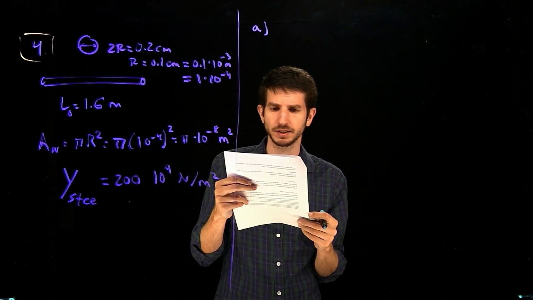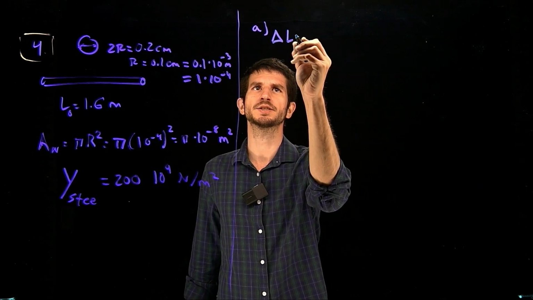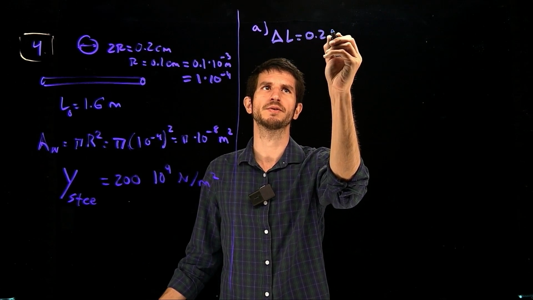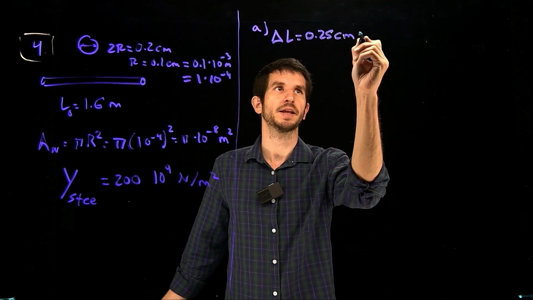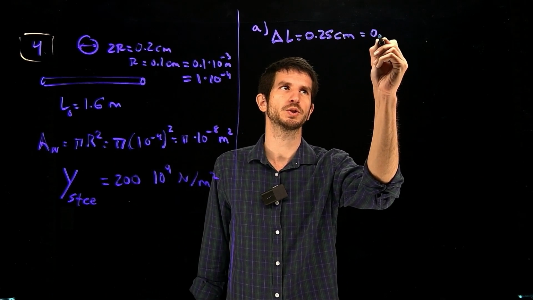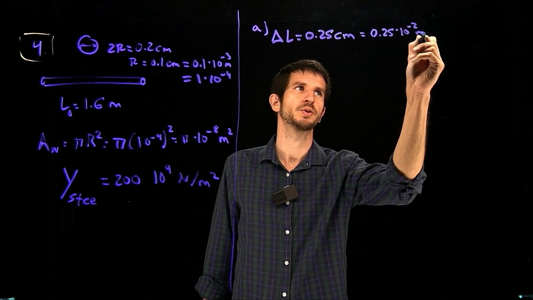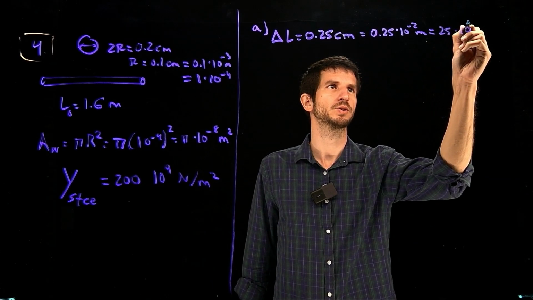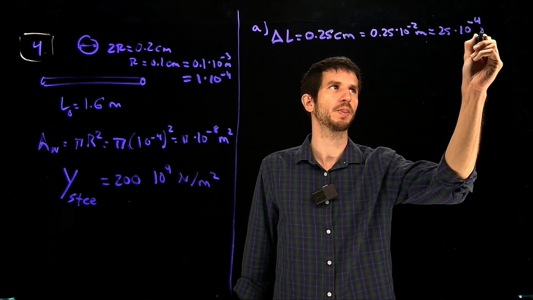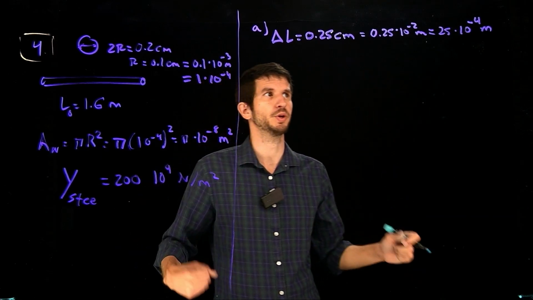Okay, so the question is, how great is the tension if the wire is stretched 0.25 centimeters when tightened, right? So they're telling us that we're stretching 0.25 centimeters. And again, first thing we do, we just go 0.25 is 0.25 times 10 to the minus 2 meters, or we can rewrite 25 times 10 to the minus 4 meters. Okay, that's the deformation that we are applying.